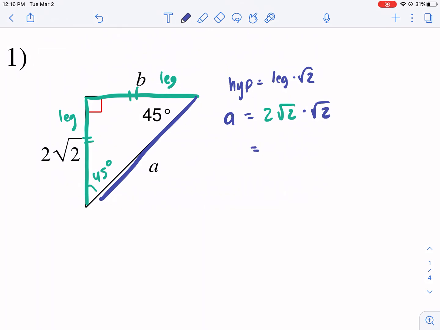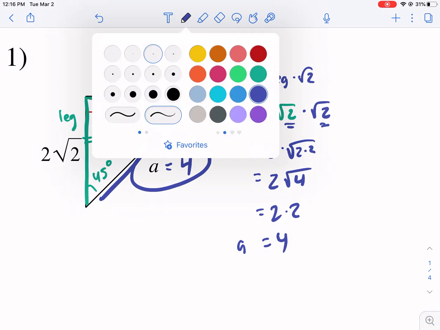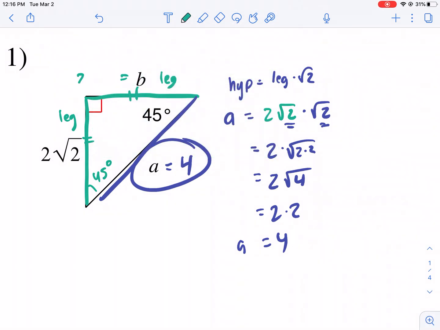So when we multiply this, we multiply the radicals underneath, 2 times radical 2 times 2. I'm just showing you all the steps so that we can go faster later. 2 times 2, A equals 4. So we know this is equal to 4. Now, we know B is the same thing. Sorry, I should have done this one first. Same value, so it's 2 radical 2 for that one.